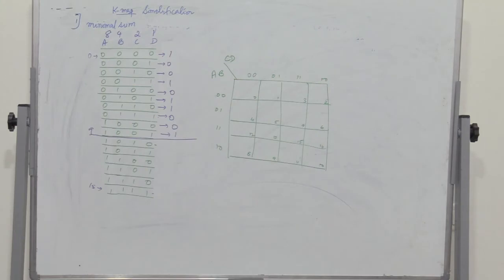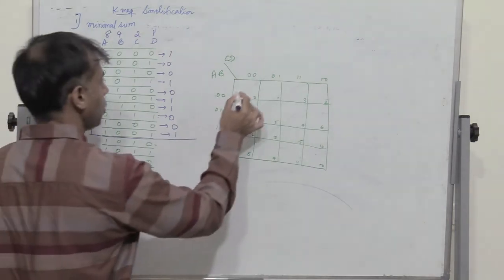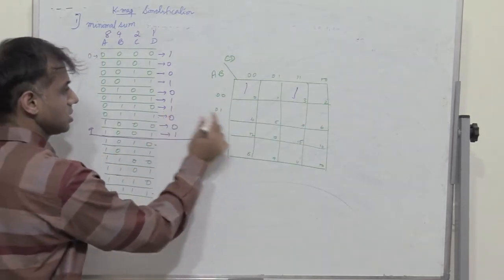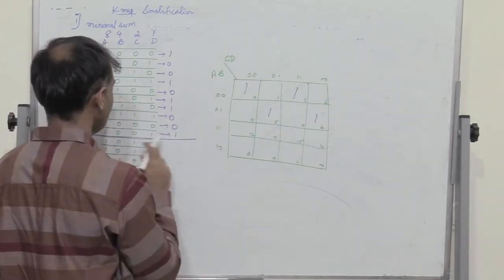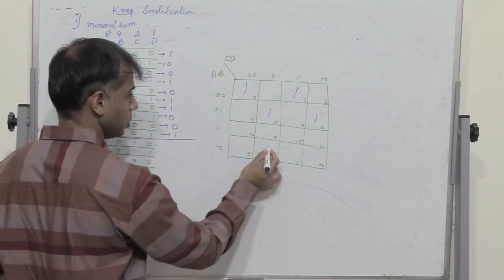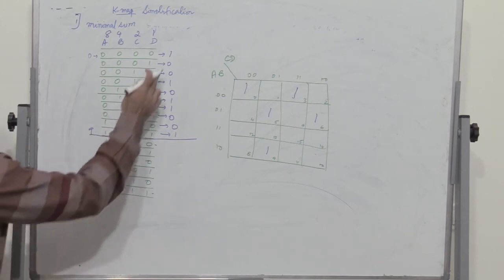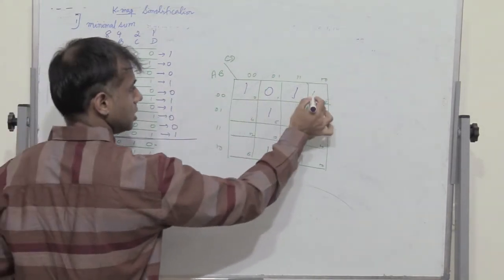I have a 1 for 0. I have a 1 for 3. I have a 1 for 5 and 6. And I have a 1 for 1001, which is 9. And for the remaining I have zeros, so I have zeros here.